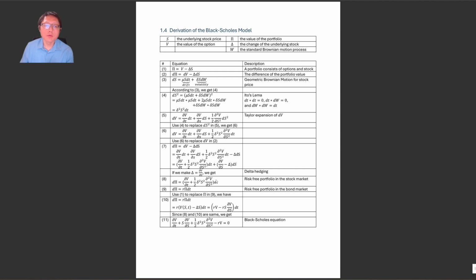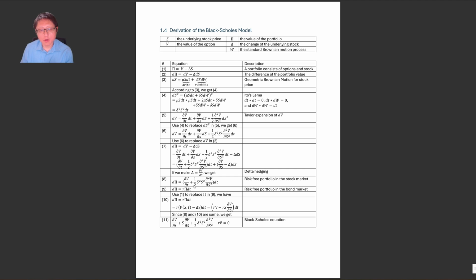Now, since we already have a left side, we need to find a right side to make an equation. So this is another, I think, very wonderful thinking here. The idea is, since this is risk-free in the stock market, and if there's no risk, that basically means if I put it into a risk-free portfolio in the bond market, the value change of the portfolio should be the same.